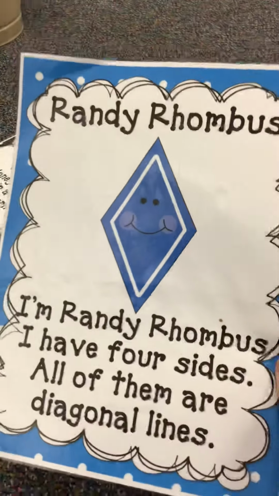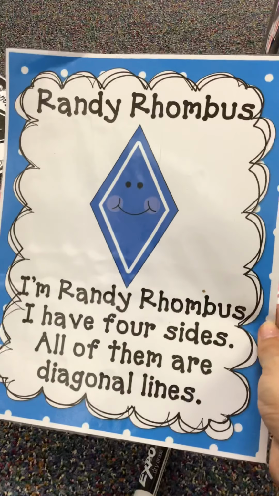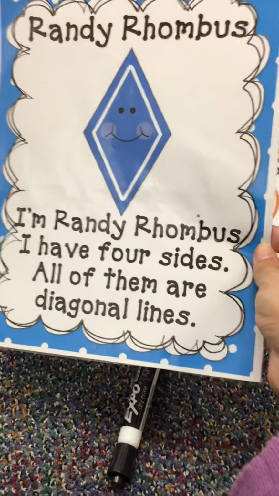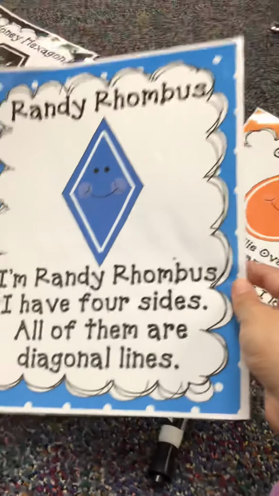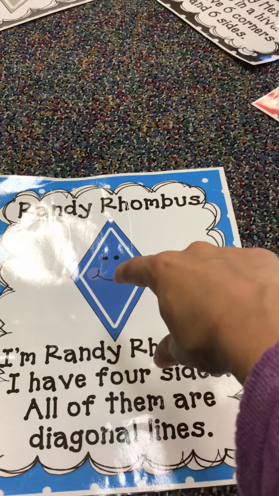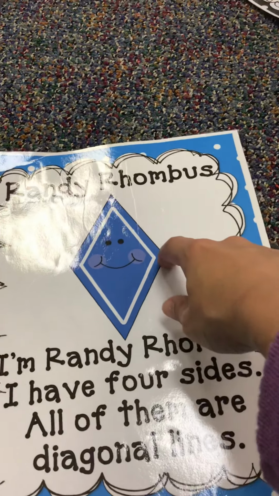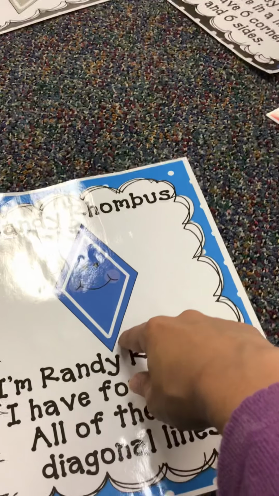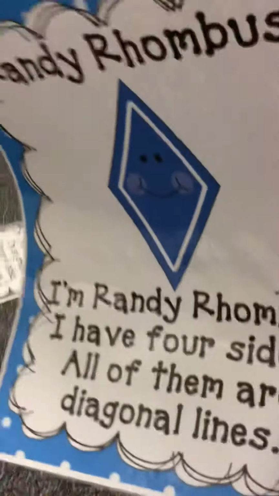Today I am going to be introducing you to a few more shapes. This is our friend Randy Rhombus, and the shape is a rhombus. And this poem says, I'm Randy Rhombus. I have 4 sides. All of them are diagonal lines. Now, they do have 4 sides. 1, 2, 3, 4. And the lines are diagonal. They don't go straight, they're diagonal. This is a rhombus.